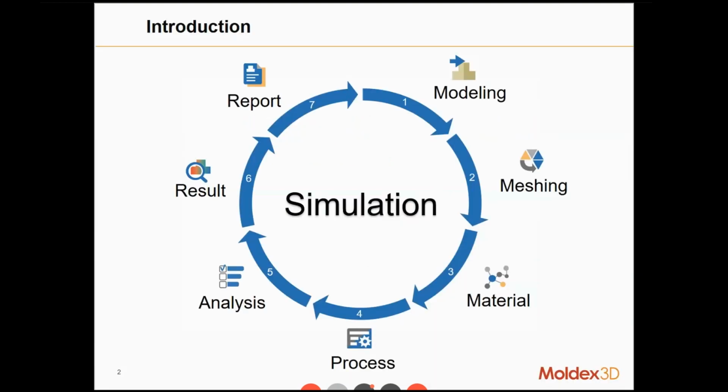To begin with, in the simulation process, the current general workflow is like this. We start from the modeling and meshing, and then we do the setup, starting from the material and process settings, and finally select the analysis sequence. After we finish running the analysis, we get the results, do the result interpretation, and in the end, generate the report.